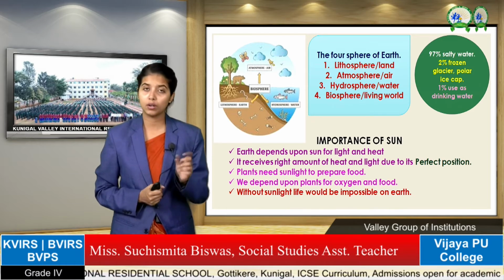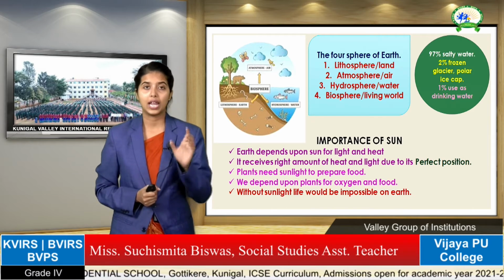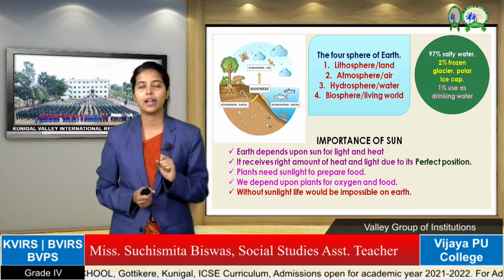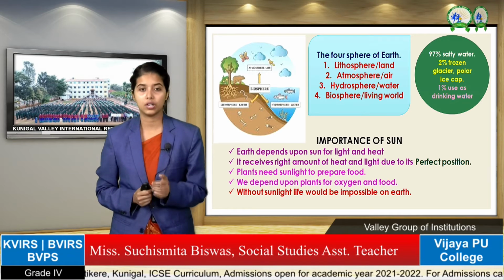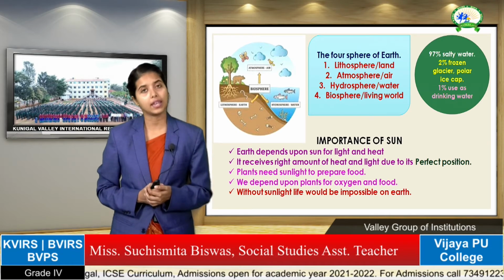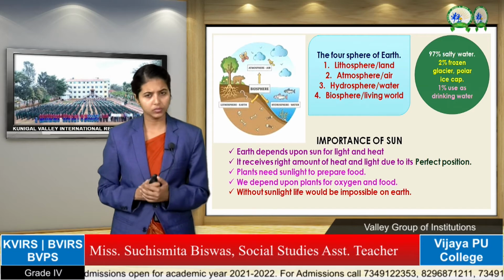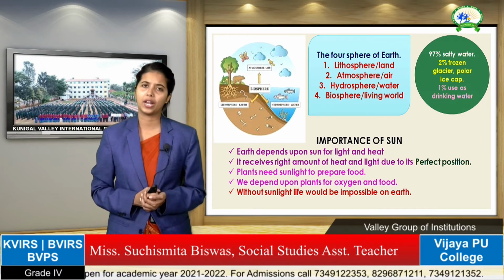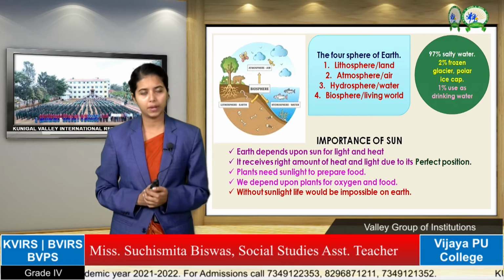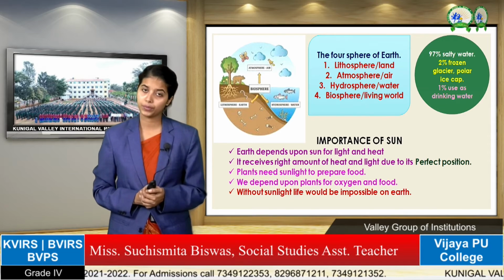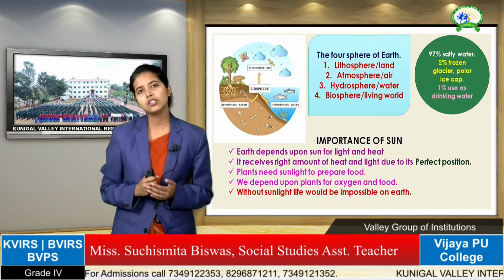And you have to remember what each sphere means. Lithosphere means land, hydrosphere means water, atmosphere means air, and biosphere means all the living world that we have. So that is the 4 main spheres you have to remember. And what else do you have to remember?